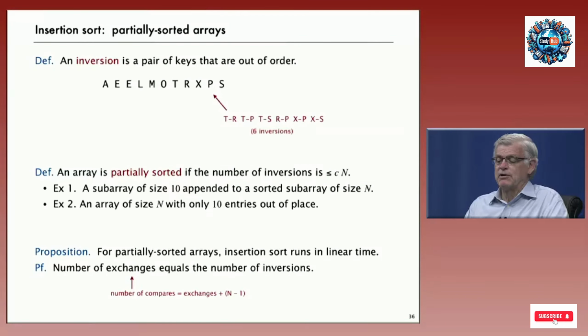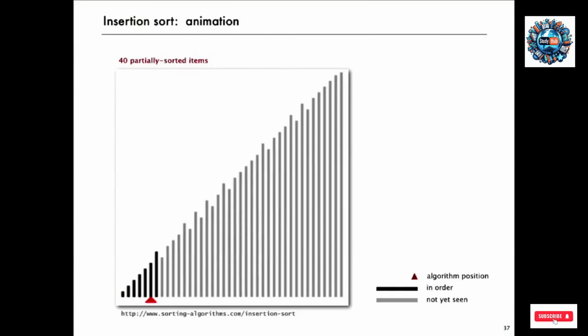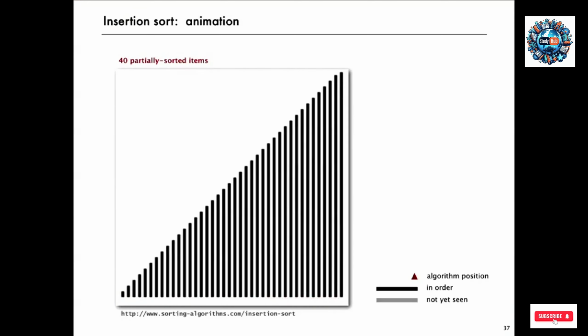And what's interesting about insertion sort is that it runs in linear time for partially sorted arrays. The proof is that the number of exchanges is equal to the number of inversions, and then there's an extra compare for every element except the first. So let's look at how that looks in the animation. Here's a partially sorted array, and you can see that insertion sort quickly gets the job done. We're going to take advantage of this a little bit later in this lecture. That's insertion sort, our second elementary sorting method.